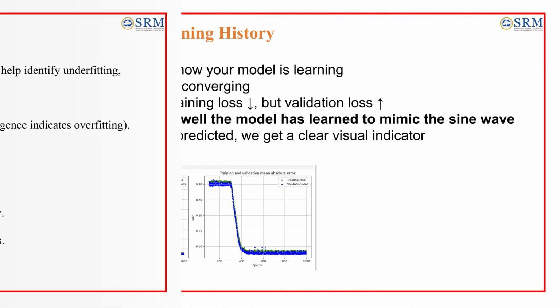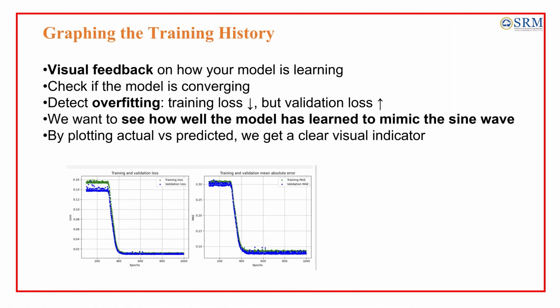Now, graphing or plotting this training history. Plotting loss per epoch shows whether the model is improving. If the curve goes down and levels off, the model has learned. If the training loss drops but the validation loss rises, it's overfitting. For our sine wave model, we expect smooth decreasing curves with training and validation loss close together. Visual feedback is crucial. Without it, we cannot judge if the model is underfitting, overfitting, or just right. So check if the model is converging. You can see how well the model has learned to mimic the sine wave.